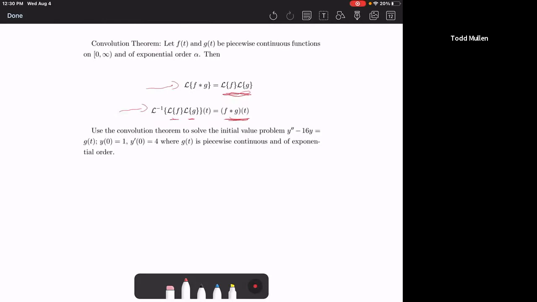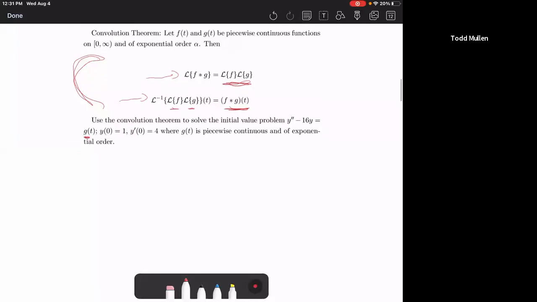So our first question: use the convolution theorem, that's this, to solve the initial value problem y double prime minus 16y is equal to some function g of t, where y of 0 equals 1 and y prime of 0 equals 4, and g of t is piecewise continuous and of exponential order. We always need that when we're taking Laplacians.